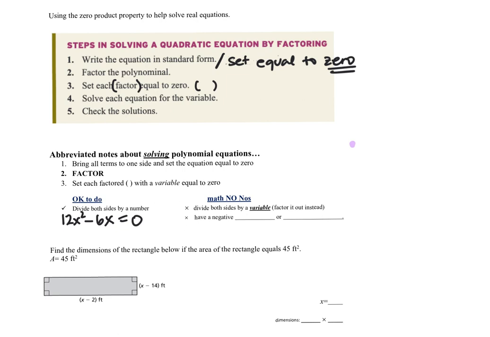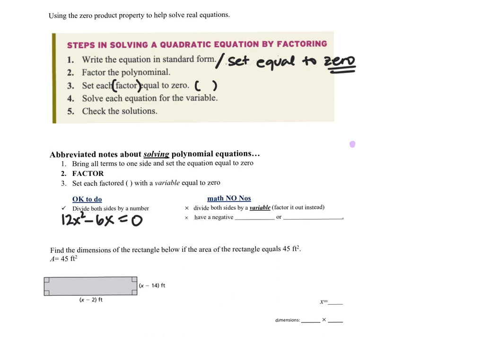So how do factoring and the zero product property actually help you? Well, they allow us to solve any equation that's a higher order than just an x to the 1, a linear equation. And so we're going to try out a few of those. We're going to use these steps.